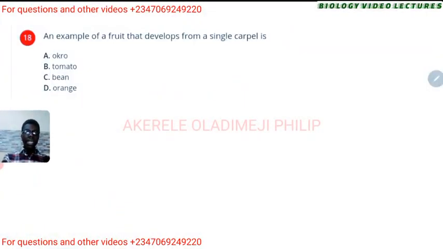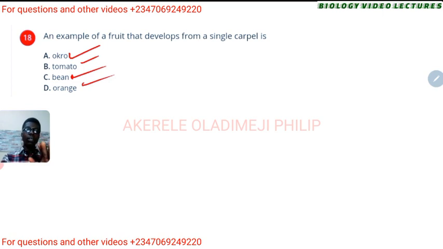It says here, an example of a fruit that develops from a single carpel. Okay, that would be your bean. Actually, these other ones develop from a syncarpous pistil. Let me tell you what that means.